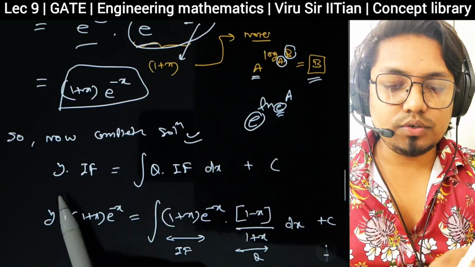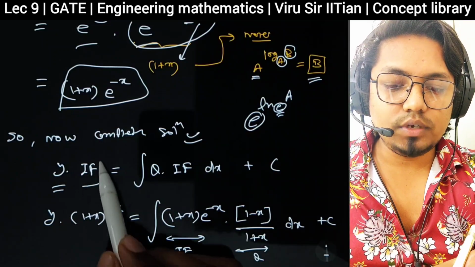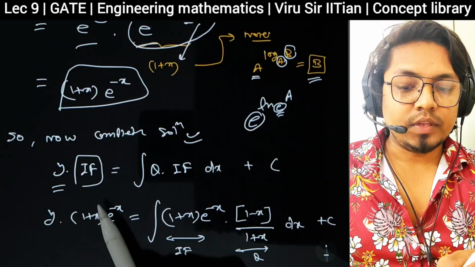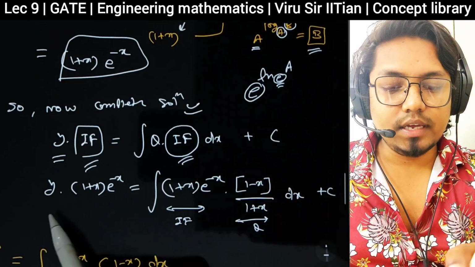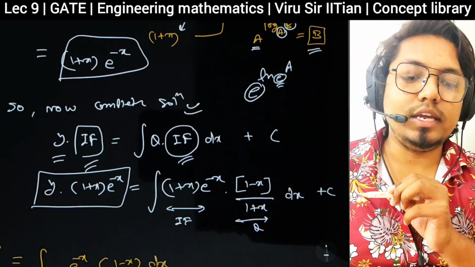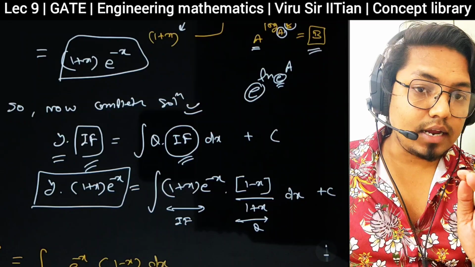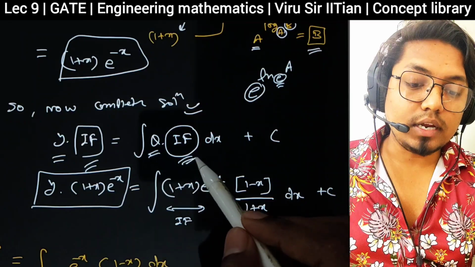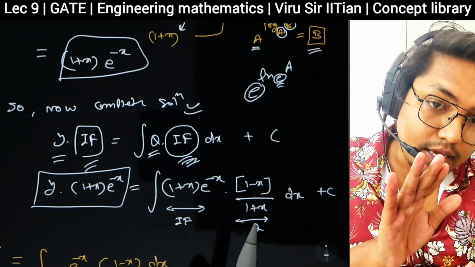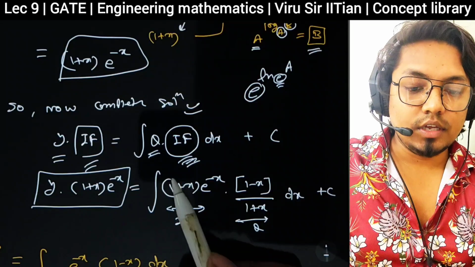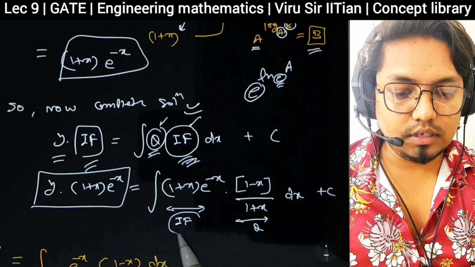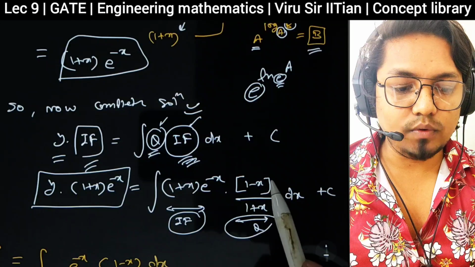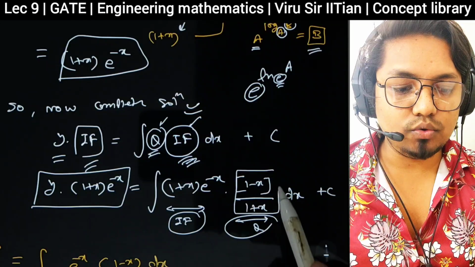Now your complete solution you will write as y into integrating factor, okay. This integrating factor here also and this integrating factor here also. Left side you don't have to make any change. Right side you got q, you got integrating factor. Now here you have again one integration, product of q and integrating factor. Here I am writing integrating factor, here I am writing q value.